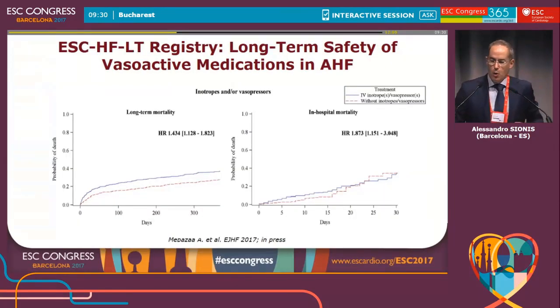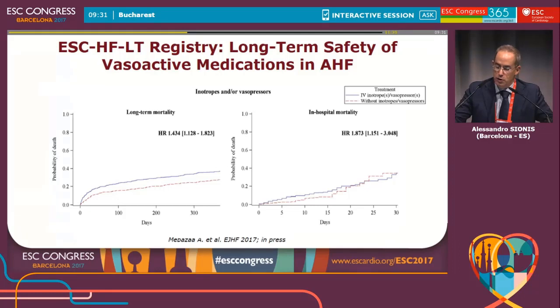What I'm going to show you is some data, and this is fresh out of the oven. Thanks, Alex, for this. It's a paper that is in press in the European Journal of Heart Failure, and it's a sub-analysis of the ESC HF long-term registry, dealing with the long-term safety of vasoactive medications in patients with acute heart failure. What you have on the left side is long-term mortality, and on the right side of the slide is in-hospital mortality.